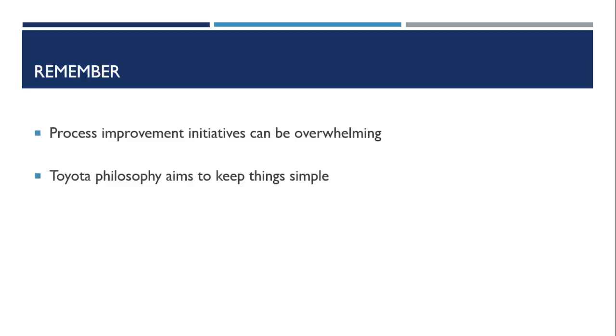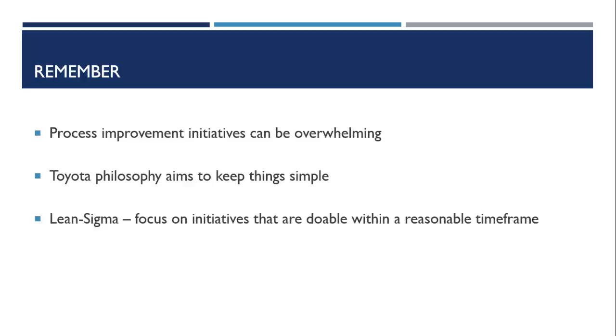Let's review. Process improvement initiatives within organizations can often be overwhelming and full of political and bureaucratic complexities. A focus of the Toyota philosophy is keeping things simple. For Lean Sigma, it is important to focus on initiatives that are doable within a reasonable period of time. For example, several weeks or months, not years.